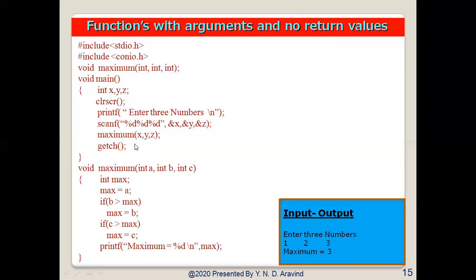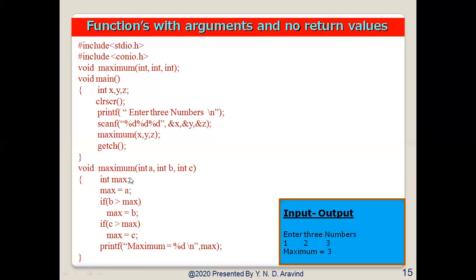Here the x, y, z are called actual parameters. Int x, int y and int z are called actual parameters, whereas int A, int B, int C are called formal parameters. So in this maximum function, I have defined three arguments A, B, C. They are also of type integer. The arguments A, B, C are called formal parameters of the function maximum. The purpose of this function is to find the maximum of the three values passed to it. So the main goal is to find out the maximum of the three numbers.